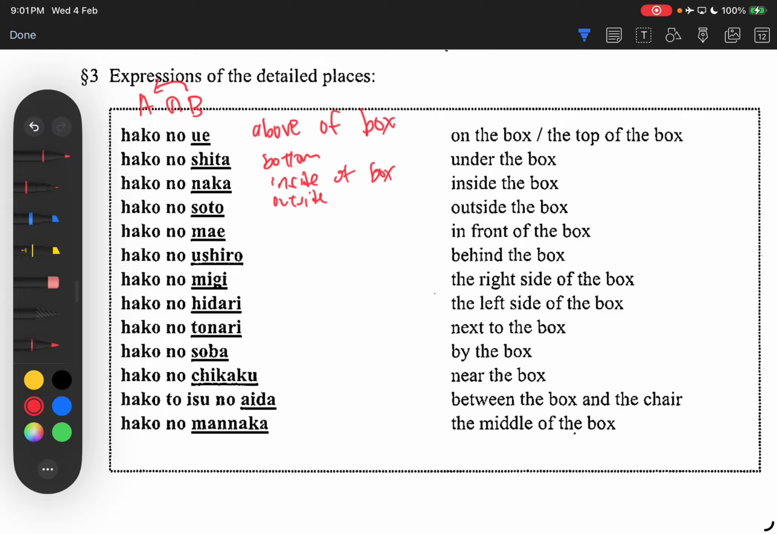That means they may or may not be in physical touch, but they are very close by. That is soba. If it's tonari, it simply says it's just beside. There may be no contact, or it may be quite far away, but they are beside. So soba ni basically means side by side.